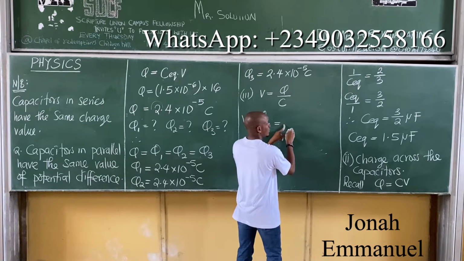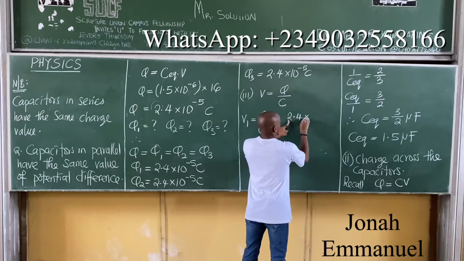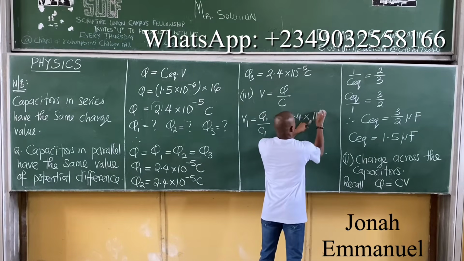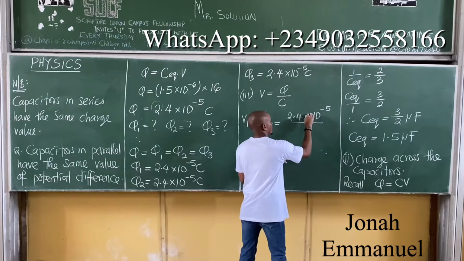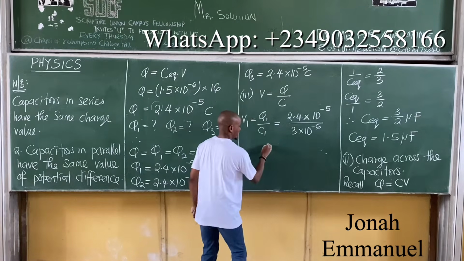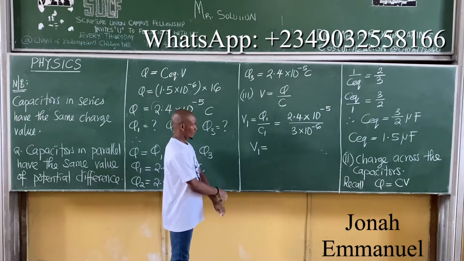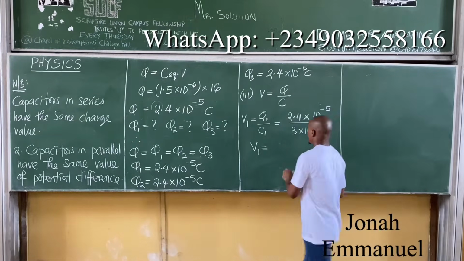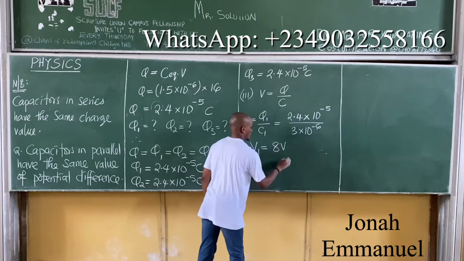Give me Q1 again. That's 2.4 times 10 to the power minus 5 all over, give me C1 please, 3 microfarad, 3 times 10 to the power minus 6. Please punch this correctly. What's your value? 8 volts. Right.